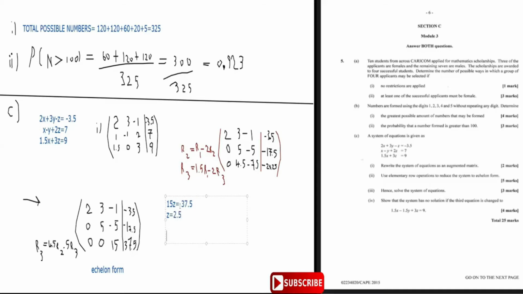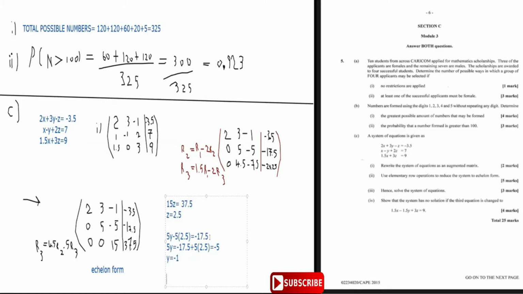And if z is 2.5, looking at right here now, I have 5y minus 5z is equal to negative 17.5. Since z is 2.5, I can transpose to get y and get that 5y is equal to negative 17.5 plus 5 times 2.5. You work that out, and that is equal to negative 5. And so I'm getting y is equal to negative 1.